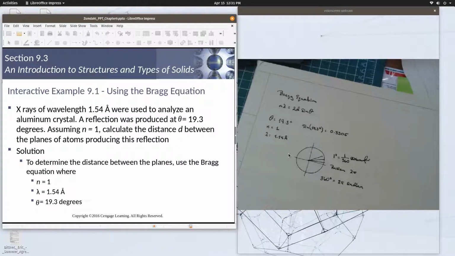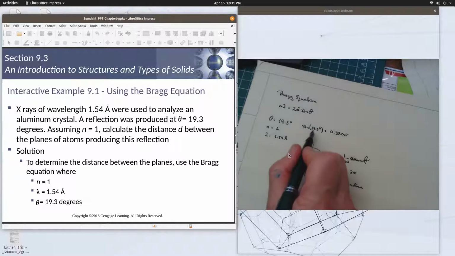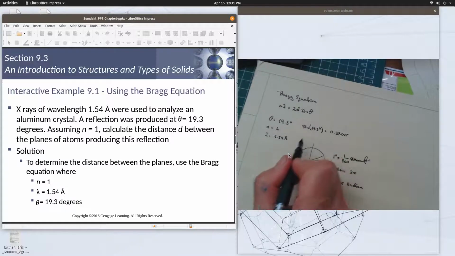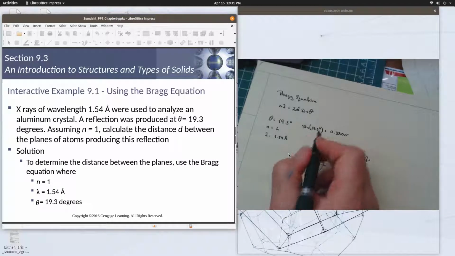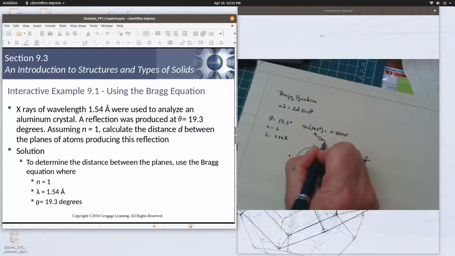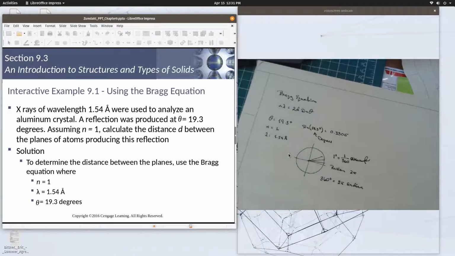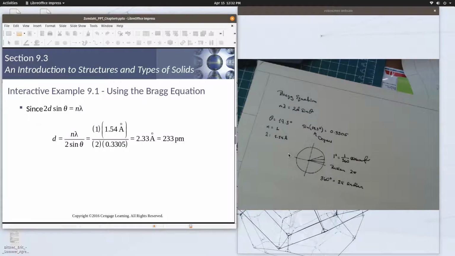Just as a quick way to understand it: the issue is if I put in 19.3 and my calculator is set up to do calculations in radians, I'll get the wrong number. So make sure that your calculator is set up in degrees. You can convert 19.3 to radians if you wish, but it's important that you make sure your calculator is not set up that way.